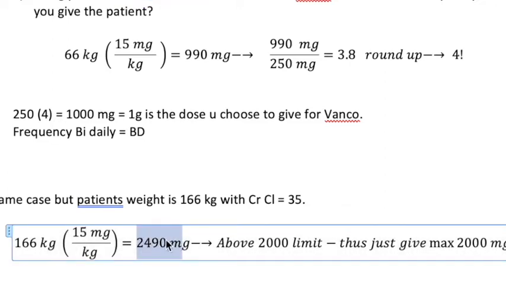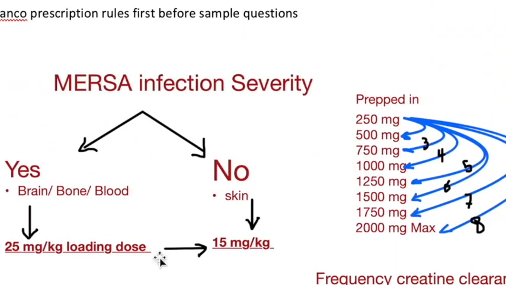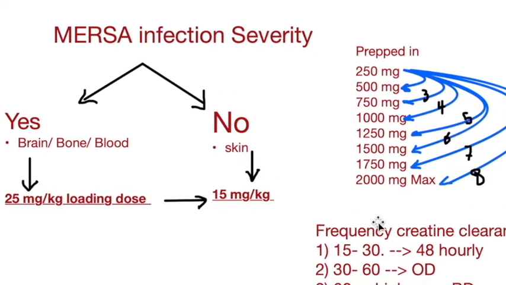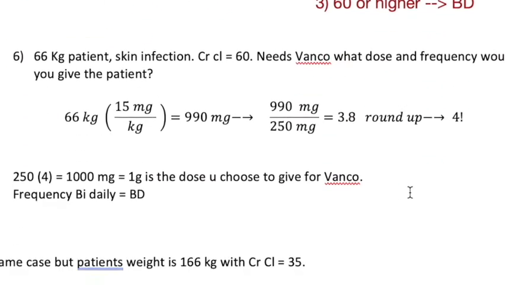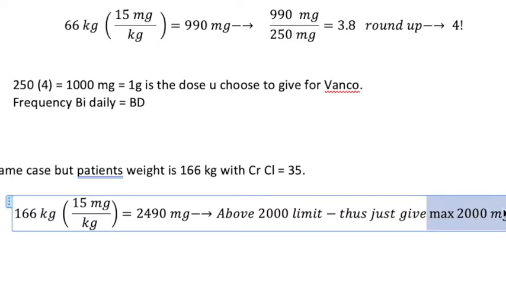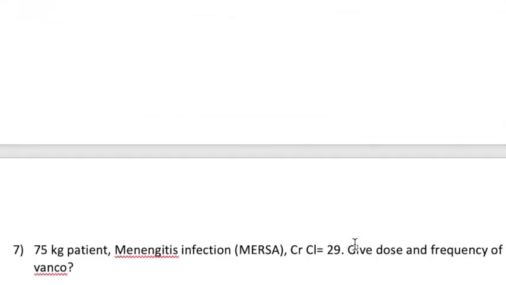Do you need to divide this by 250 like before to get the ratio? I mean, you could, but remember, it's already above 2,000. It's 2,400. Go back up. Look over here. I told you the max was 2,000 already. So you don't even need to calculate because you are going to give him the maximum, which is 2,000. You cannot give him more than that. So in the answer choice, please choose 2,000 milligrams as your correct answer. Again, that was another tricky one, eh?